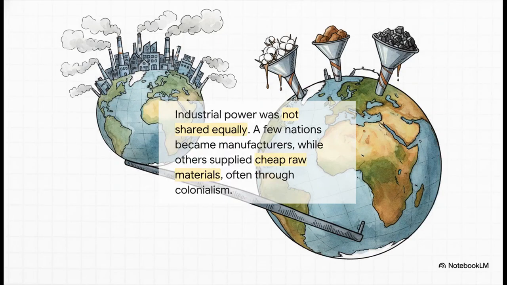On a global scale, this new industrial power wasn't shared equally. Not even close. It created a massive imbalance. A handful of nations in Western Europe and North America became the world's manufacturers, while the rest of the world was increasingly forced into the role of supplying cheap raw materials, often through the brutal system of colonialism.